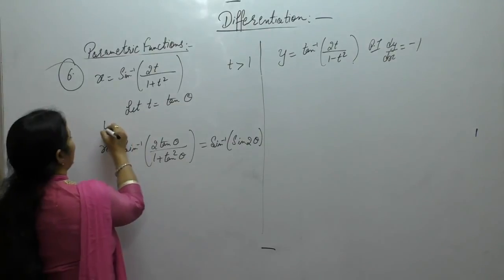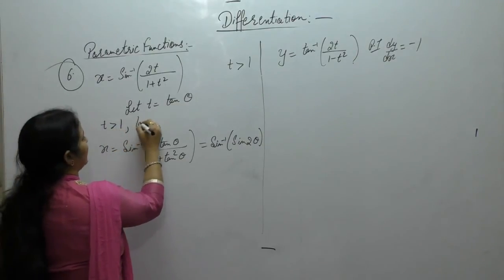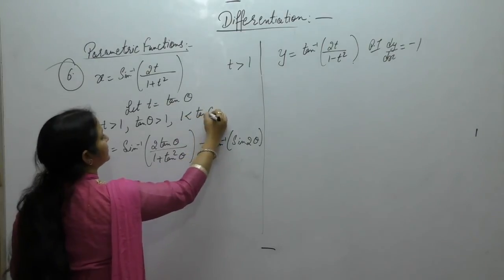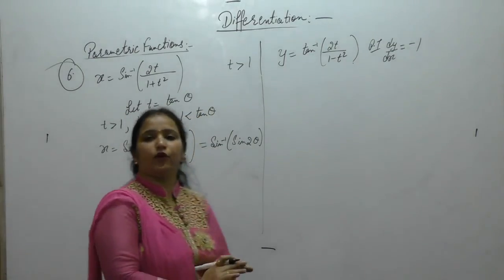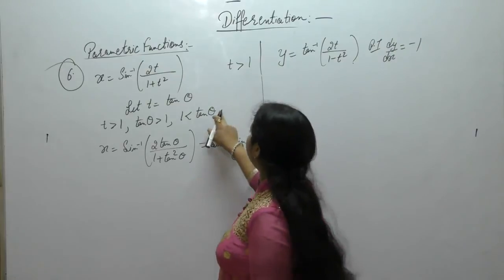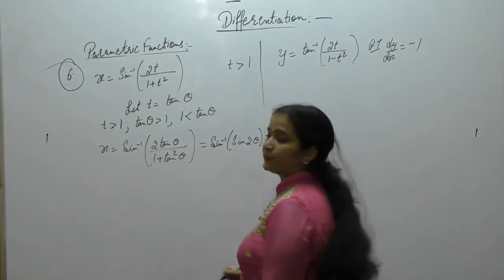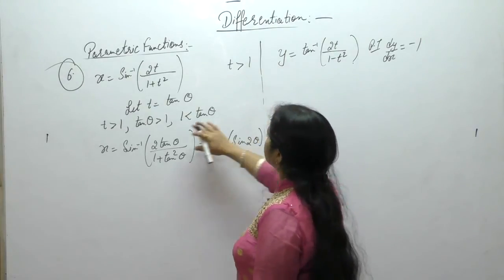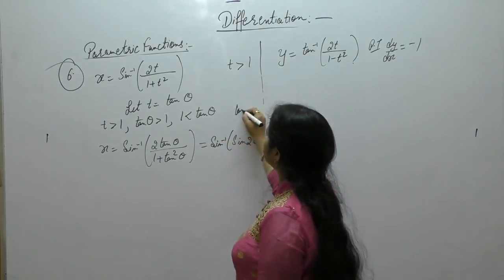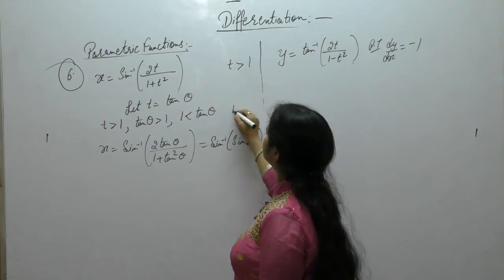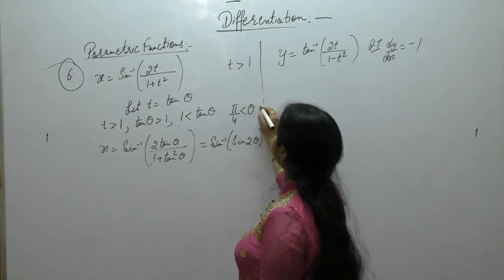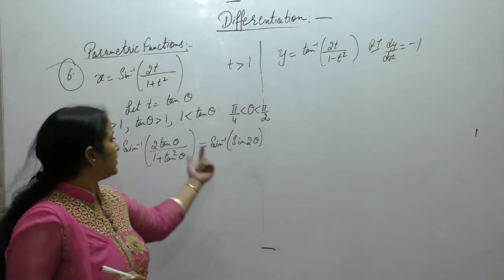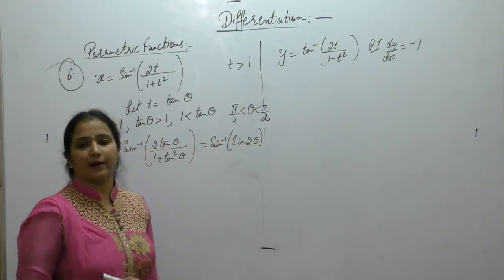Now it is given that t is greater than 1. It means tan theta is greater than 1. Tan pi by 4 is 1. And the value of tan lies between 1 to infinity. So we can write pi by 4 is less than theta, and tan pi by 2 is infinity. So pi by 4 less than theta less than pi by 2.